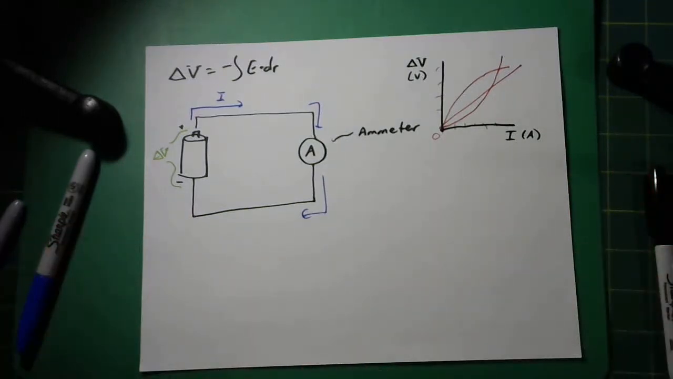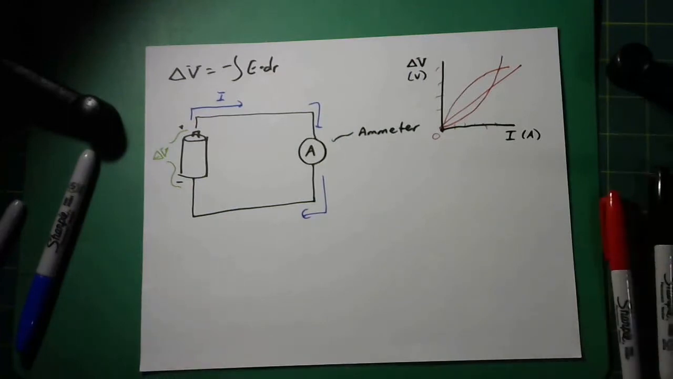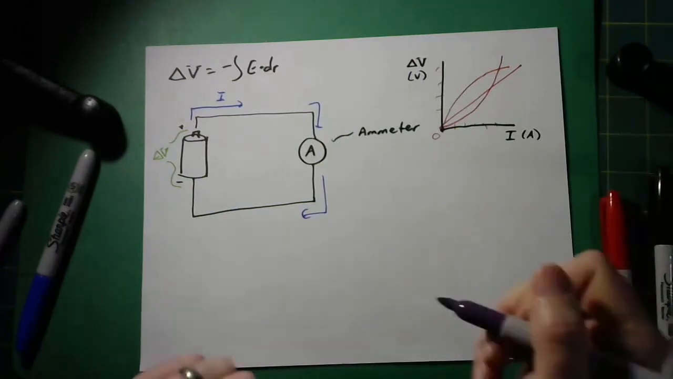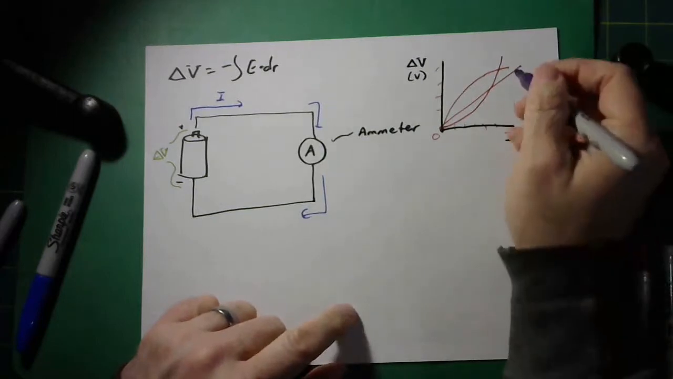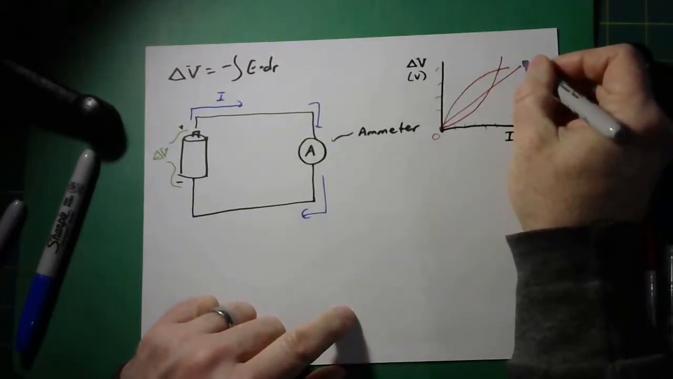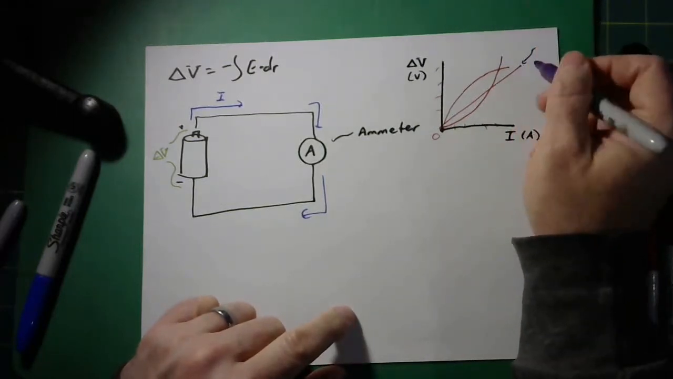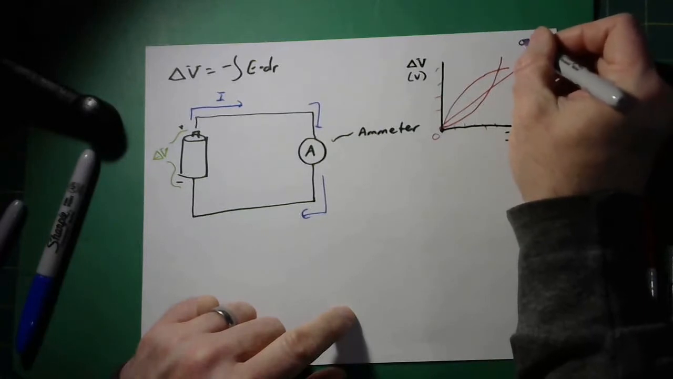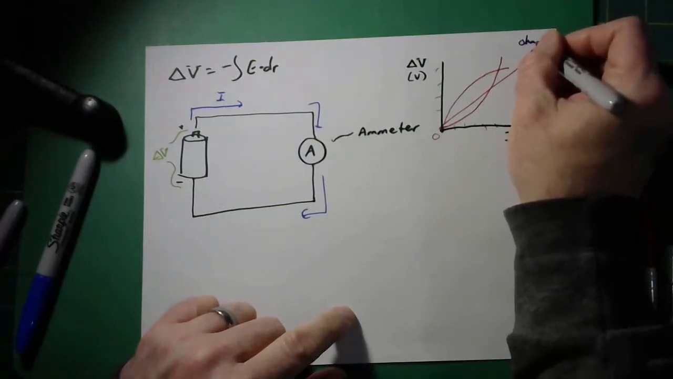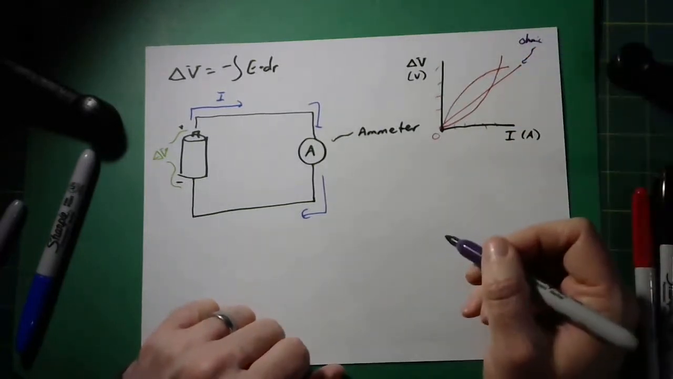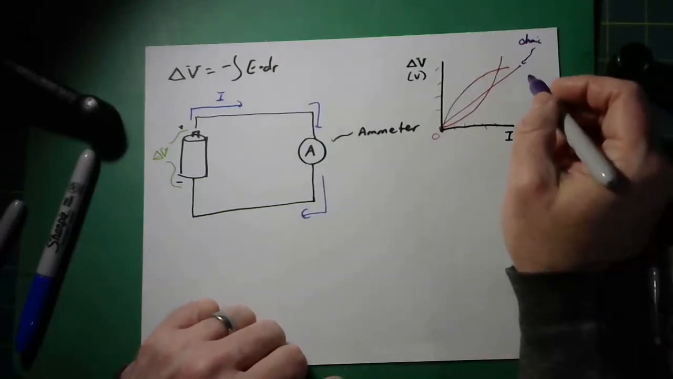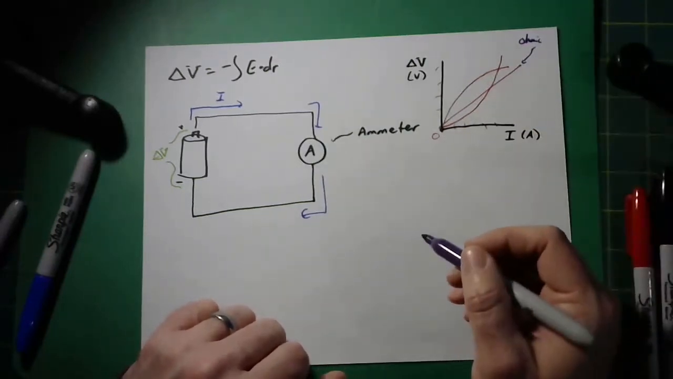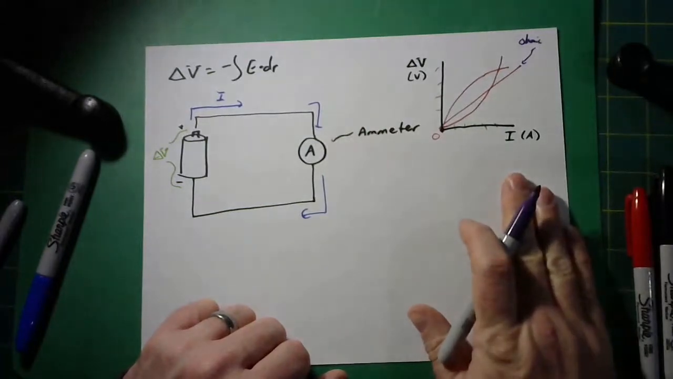Well, it turns out that for many materials, the graph that you'll end up with is linear. So this is in fact what we get for a lot of materials. Materials like that we're going to call ohmic materials. I'll define that a little more carefully later. But ohmic materials are materials that will give us a nice linear delta V versus I plot.